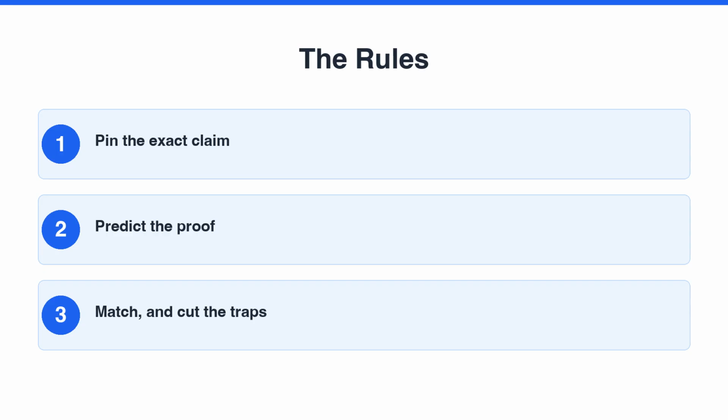Here's the whole method. Check 1. Pin the exact claim. Find the one sentence stating what the evidence has to support and underline its key terms and its direction. Check 2. Predict the proof. In your own words, say what a fact would have to show to back that exact claim, same subject, same direction, before you read a single choice. Check 3. Match and cut the traps. Keep the choice that directly proves your prediction and reject the 3 usual traps, the off-topic, the reversed, and the close but doesn't prove it.